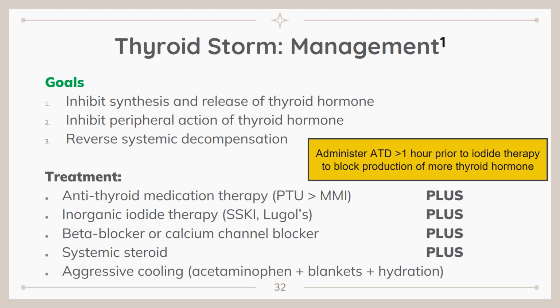So something to help you memorize this, and what helps me whenever I do see this, I remember this as the 4 P's. So one of the P's would be the PTU, another P would be for the potassium iodide, another P would be for the propranolol regarding beta blockers, and then the last P would be for the systemic steroid or prednisone.